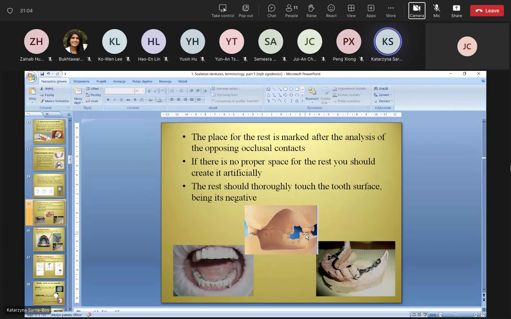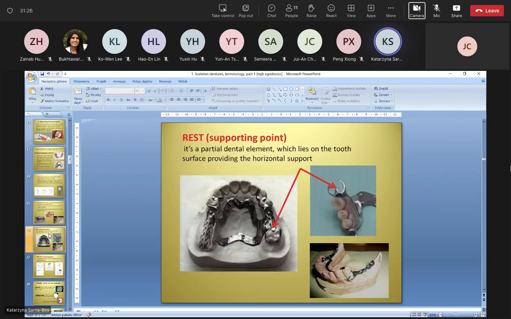And here on the picture, you can see here and here the metal tip, which is placed on the occlusal surface, of course, and the special place was made artificially to put this metal tip on the occlusal surface. So the rest supporting point is a partial dental element which lies on the tooth surface providing the horizontal support. Yes, so this is the metal element which lies on the tooth.